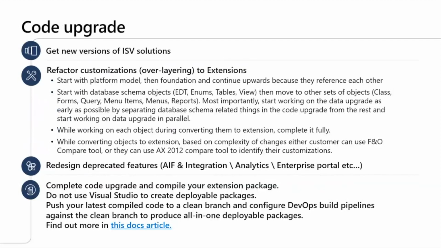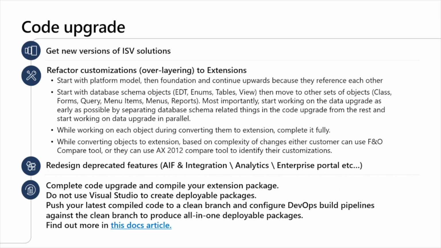Customers should get the new version of ISV solutions from their respective ISV partners. We have seen that it takes time when the customer approaches the respective ISV. So it is quicker in the long run to get FNO versions of ISVs before upgrading custom code, which will help the customer make good progress. Developers need to refactor customization overlaying to extensions.